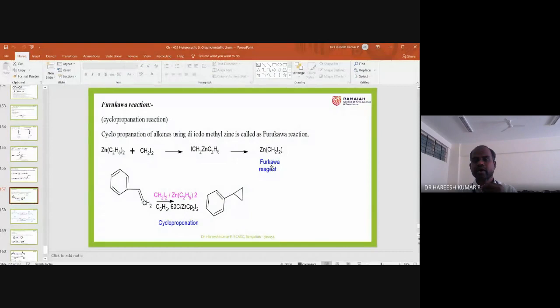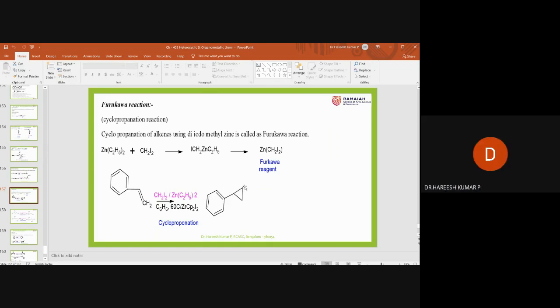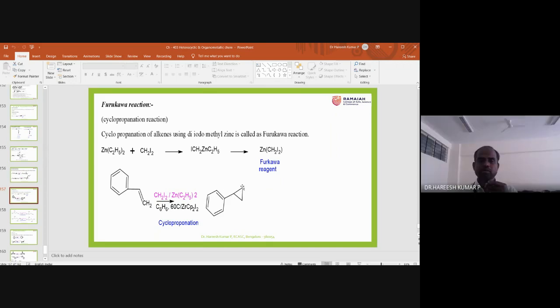You can make one letter silent and pronounce it. Okay, it's a reagent, it's a name reagent. So what will happen here? The double bond. Overall, the iodide is a leaving group. So there will be a new bond formation between this carbon and this carbon, and there will be a formation of cyclopropane. So this reaction is called cyclopropanation reaction.